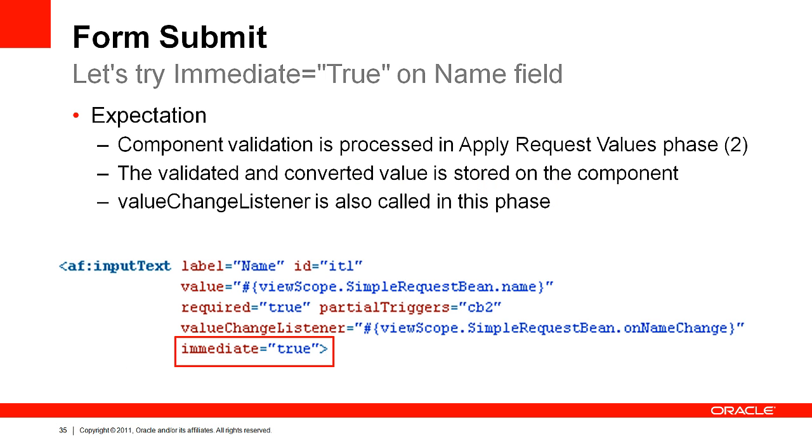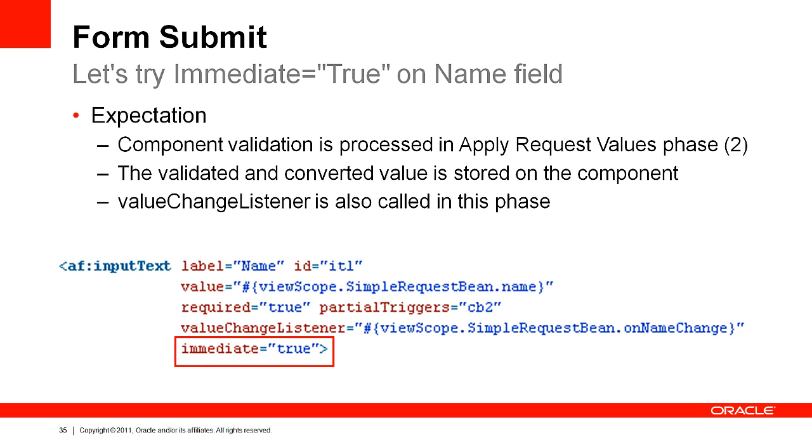Another option to try may be to put immediate equals true on the name field, because if we put immediate equals true on a name field, what it means, and this is what we learned in the beginning of this recording, that this field will be processed first, which means that after apply request value, the name field value will be converted, validated, and then the model will be updated, which means that to the time when we get to the action listener of the button, we do have a value in the model that we can read and then display on the suggest field. Sounds like a fair solution.